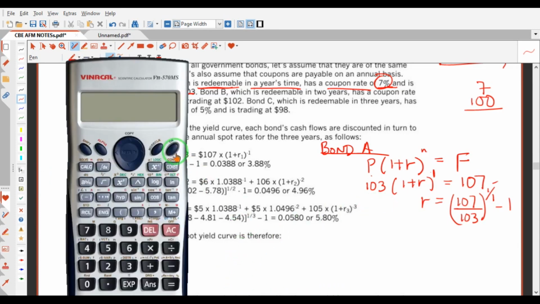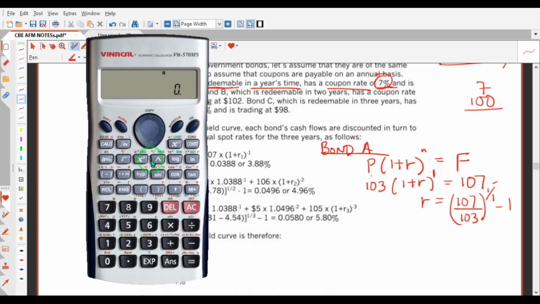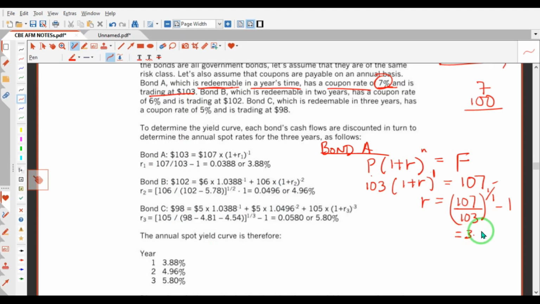Let's bring out my calculators here. Let's push it up a bit. Okay, so this is going to be 107 divided by 103 minus 1, and I'm going to get an answer here of 3.88%. Of course, the answers are all here, beautifully written here. Is that okay?